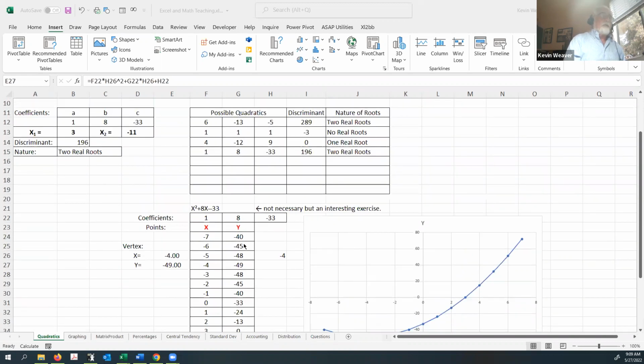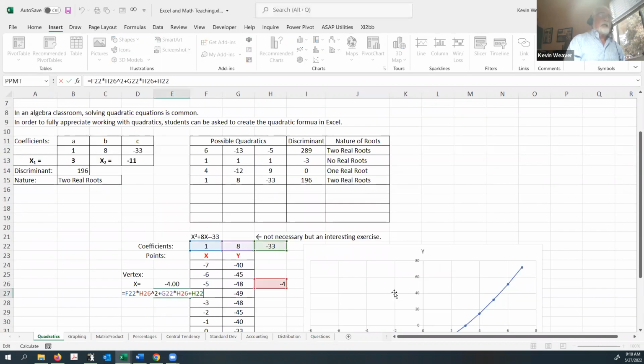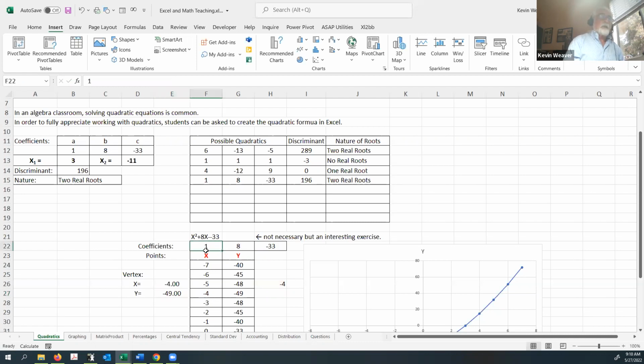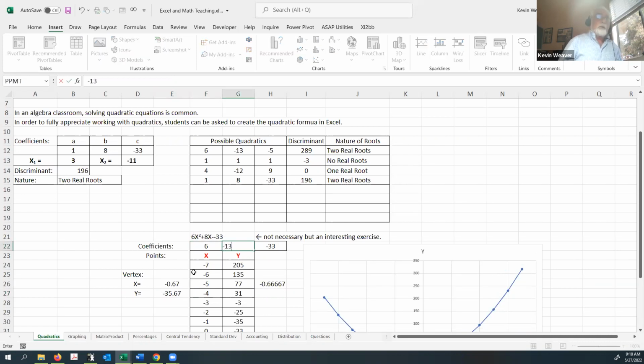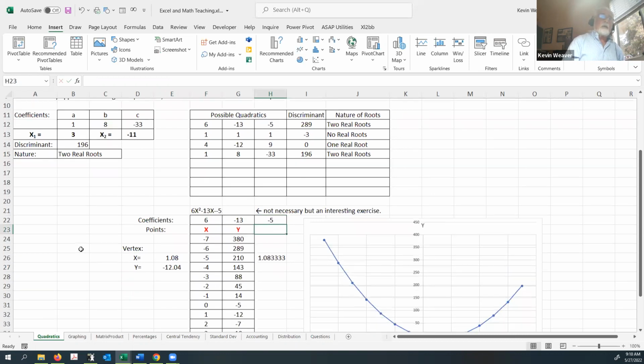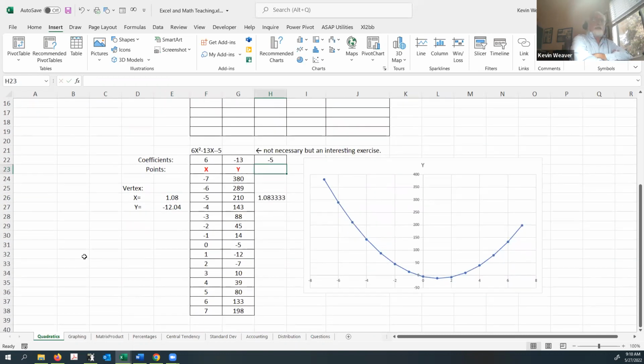And then all they have to do, because everything is dynamic, is change the coefficients. For example, I could use the first one, which is 6. I'm not in the right place. I want to be in this cell. And that is 6, -13, -5. And everything dynamically changes. And there is my new parabola.